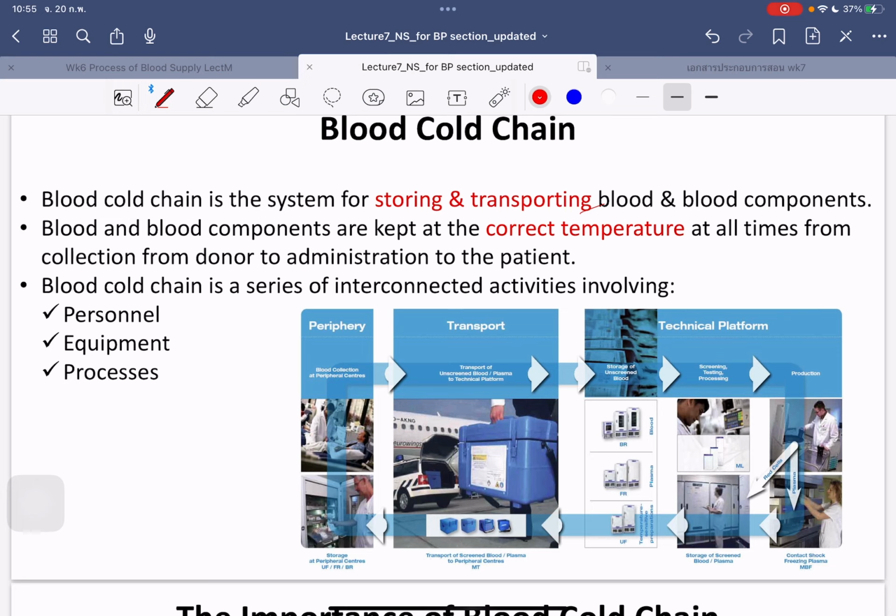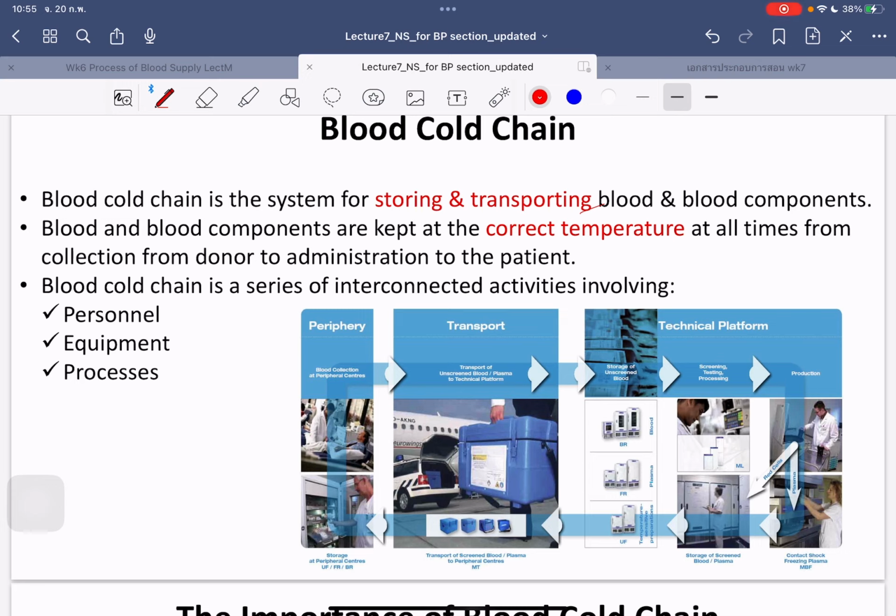And another one is to transport blood from the collection site to the blood bank. At the collection site, if you see like this, in this box, it can maintain the temperature around 1 to 10 degrees Celsius. It means that equipment is so important for the blood flow chain.